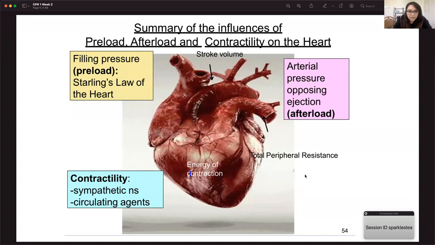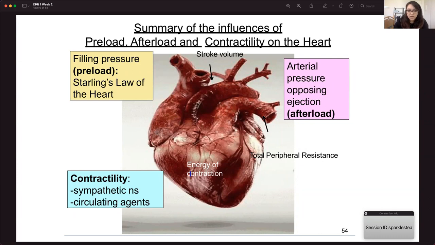Okay. So we're going to start with your concepts over here. So preload. Preload is going to be talking about your filling pressure. So when we think preload, we're thinking left ventricle, and we're also thinking how much can that left ventricle hold? So how much can it stretch? How much pressure can it manage to hold? And how much volume can it manage to hold? So that's just your preload concept to keep in the back of your head. I'll go into more detail, and I think Kishore will also cover that concept.